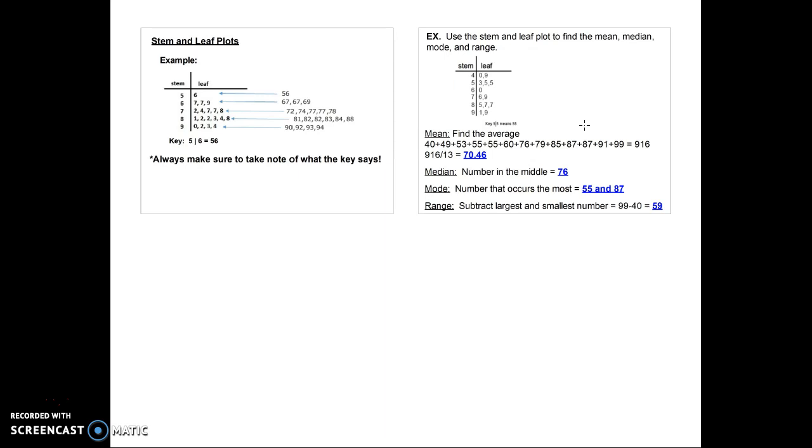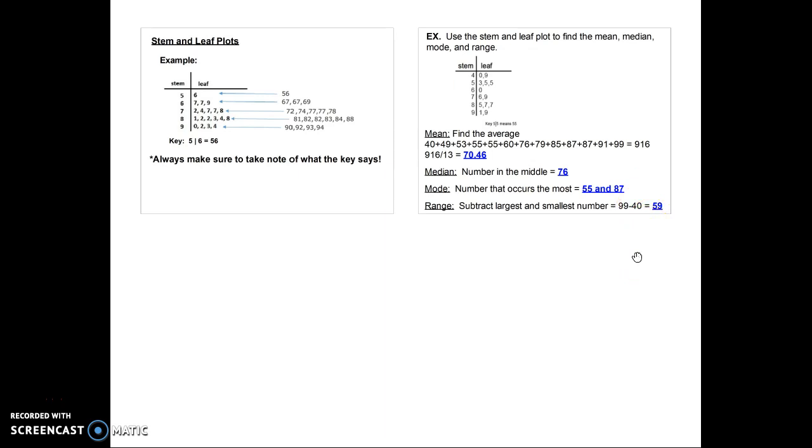Then remember range. You are taking your largest number and subtracting your smallest number from it. So our largest number was a 99. Our smallest number was 40. So 99 minus 40 gives us 59 for our range.